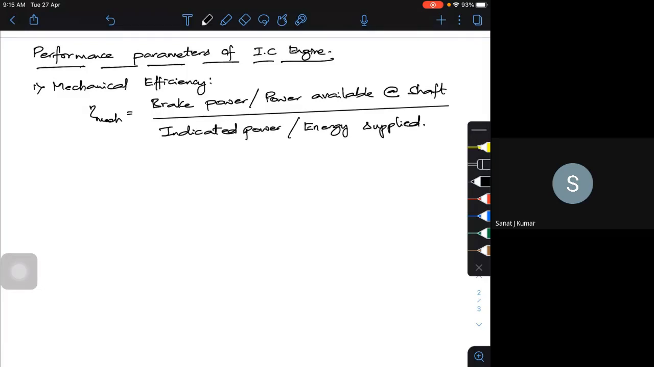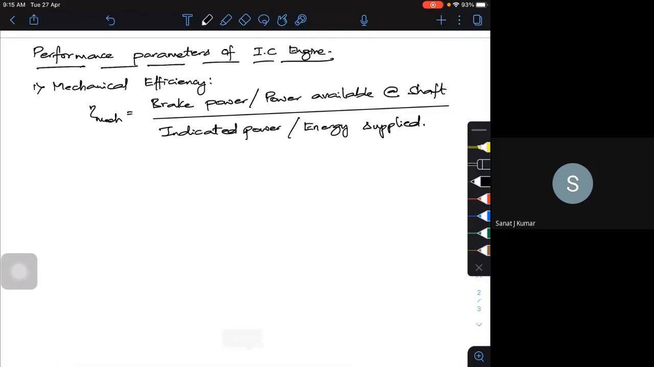What is this actually? If you go back and see any of the Mechanics of Machines syllabus, what is power? Power is nothing but the rate of doing work. It is the product of force and linear velocity, or sometimes power is also torque times angular velocity.